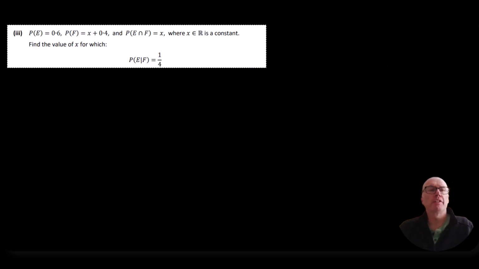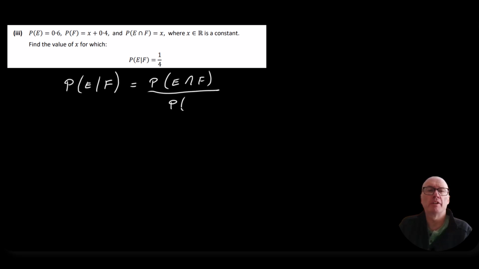The probability of E is 0.6. The probability of F is x plus 0.4. The probability of E intersection F is x, where x is real and is a constant. Find the value of x for which the probability of E given F is 1/4. So this is a conditional probability question, so you need to write the formula for that down. So it is E given F is equal to the probability of E intersection F divided by the probability of F.